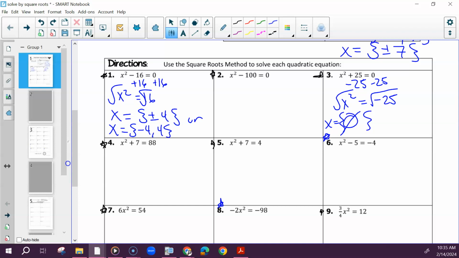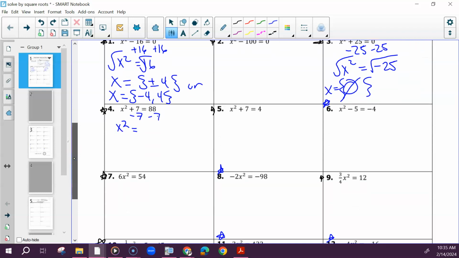How would we isolate number 4? Minus 7 is going to give us... we take the square root of both sides, what would that give us? And minus 9, plus or minus 9. So remember to put both. If you don't put both, you're going to be missing part of your answer.